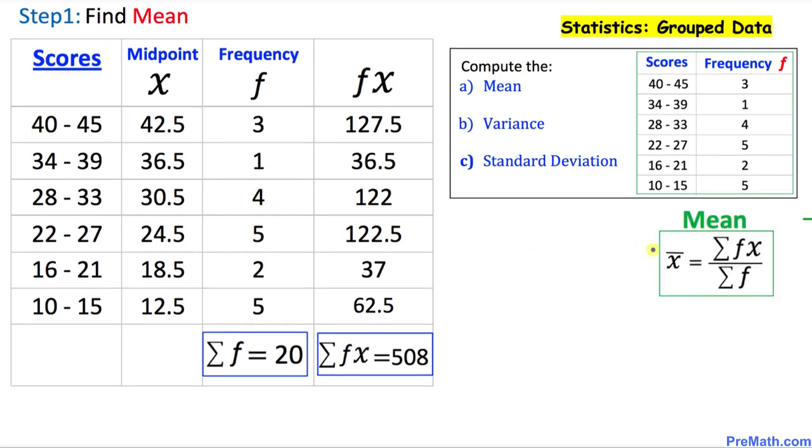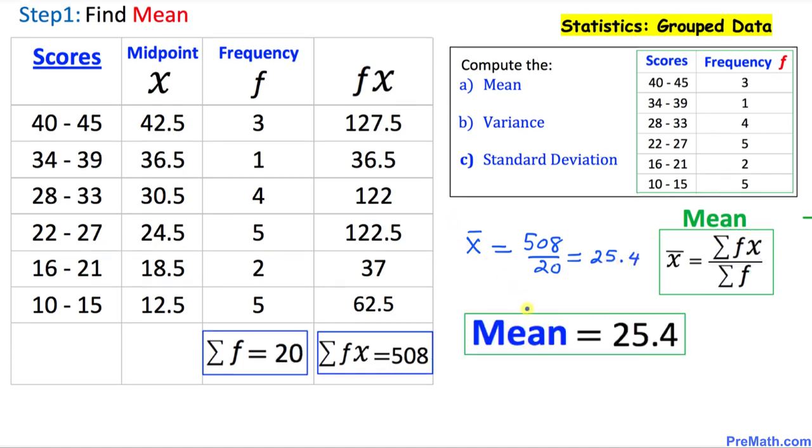And now finally we can calculate the mean that is represented by x bar. So x bar equals this formula. On the numerator, sigma of f x, we already calculated that one. That is 508 divided by sigma of f, in our case, is 20. And if we divide this, that is going to give us 25.4.